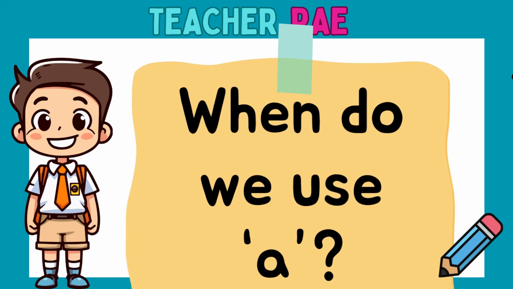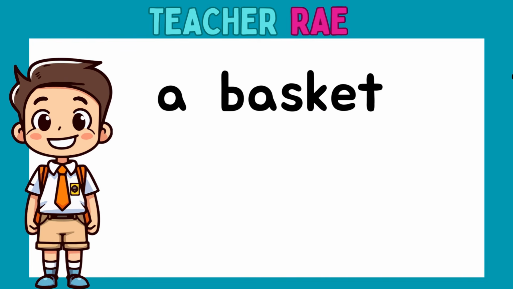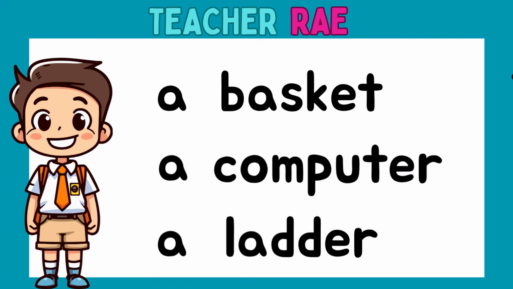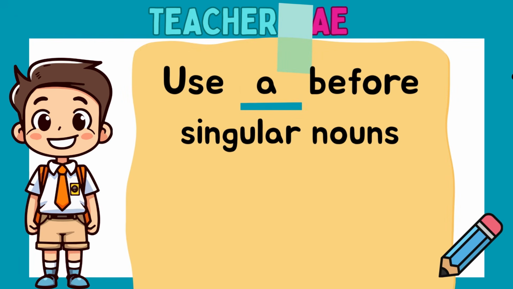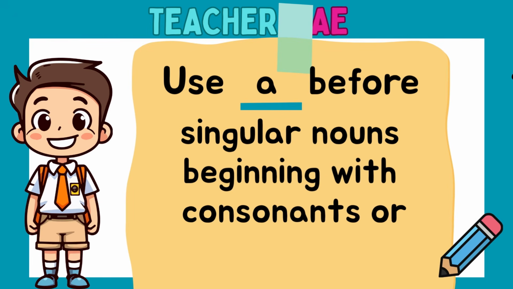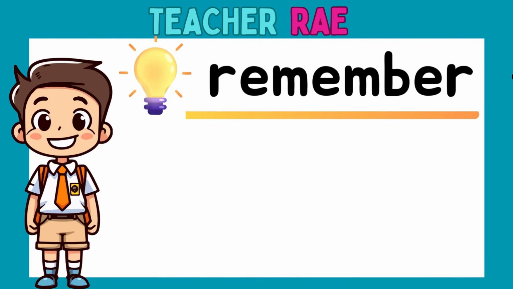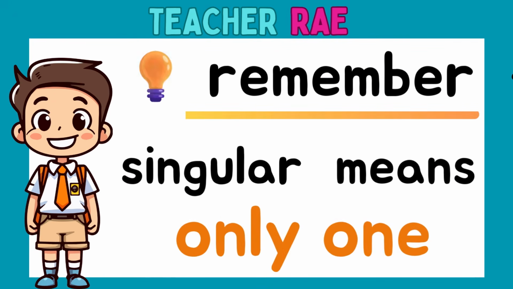When do we use a? A basket, a computer, a ladder. We use a before singular nouns beginning with consonants or consonant sounds. Remember, singular means only one.